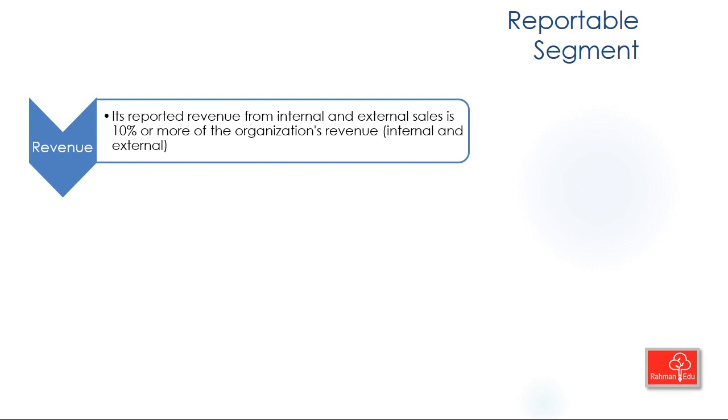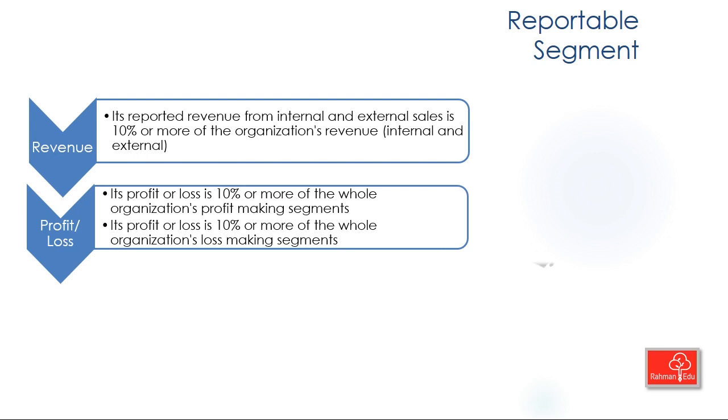If your segment reports 10% or more of the total organizational revenue, considering both internal and external sales, interdivision sales and external sales, then this is a reportable segment. Based on revenue, what is the percentage threshold? 10% or more of total revenue. It will be a reportable segment.